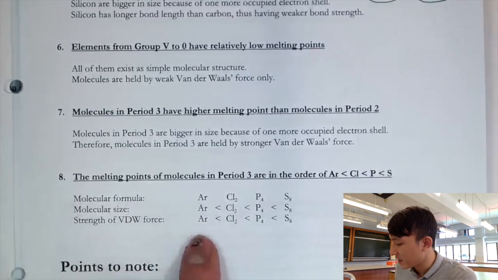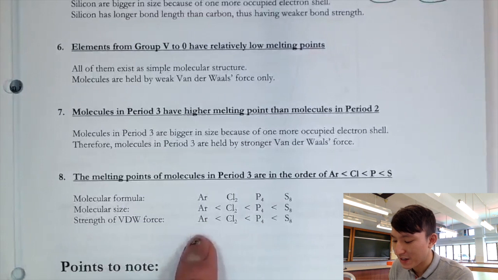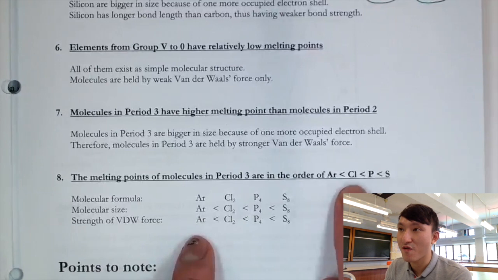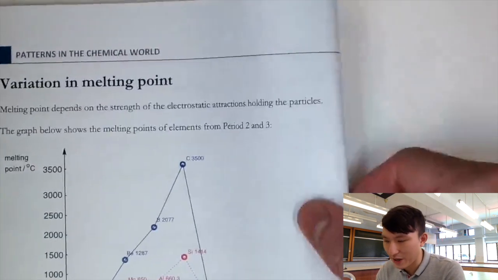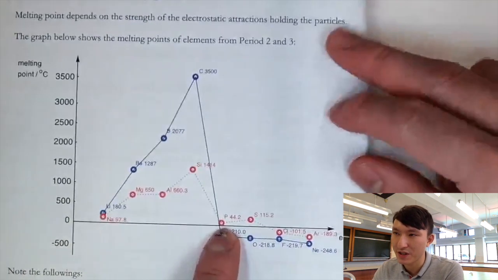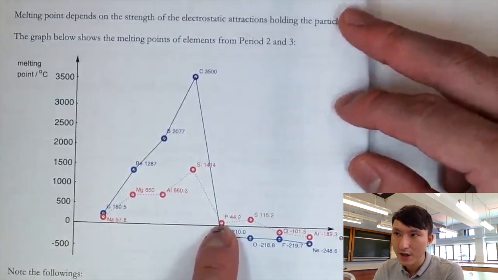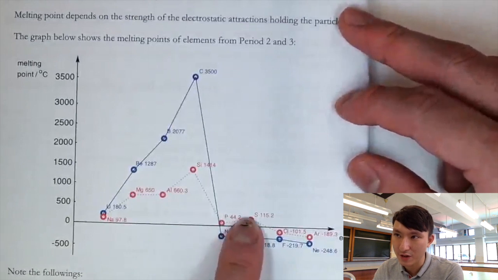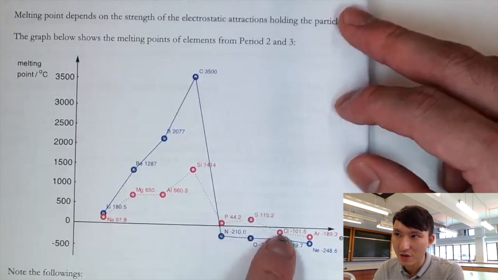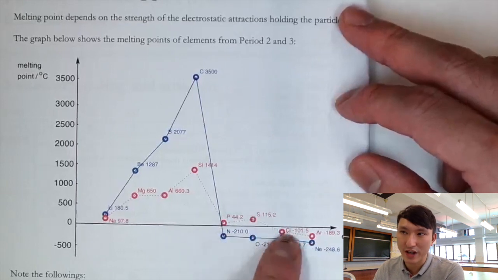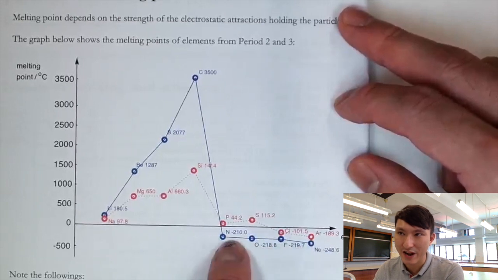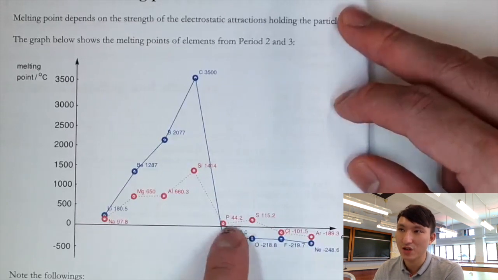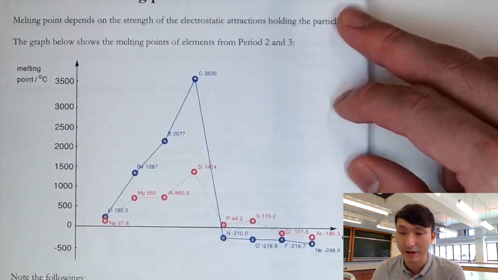And the last one, this one is quite frequently asked, is about the melting point of argon, chlorine, phosphorus, and sulfur. You notice it is quite strange over here in period 3. Phosphorus is having a melting point here, and then when it goes to sulfur, it goes up a little bit, and then it goes down, and it goes down. If you look at period 2, they gradually decrease. But why do we have such a strange pattern for period 3?